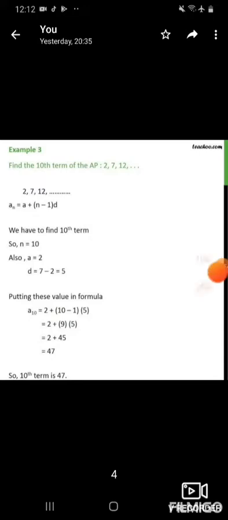In question 1, we can see: find the 10th term of the AP 2, 7, 12. See, they have already given you an AP. You have to find the 10th term. Now a is 2 and the difference is 5, like 7 minus 2, 12 minus 7, the difference is 5. The 10th term is a10. a10 is equal to a plus (n minus 1)d. So a is 2 plus n minus 1, meaning 10 minus 1, 9 into 5. 9 into 5 is 45 plus 2, that is 47.